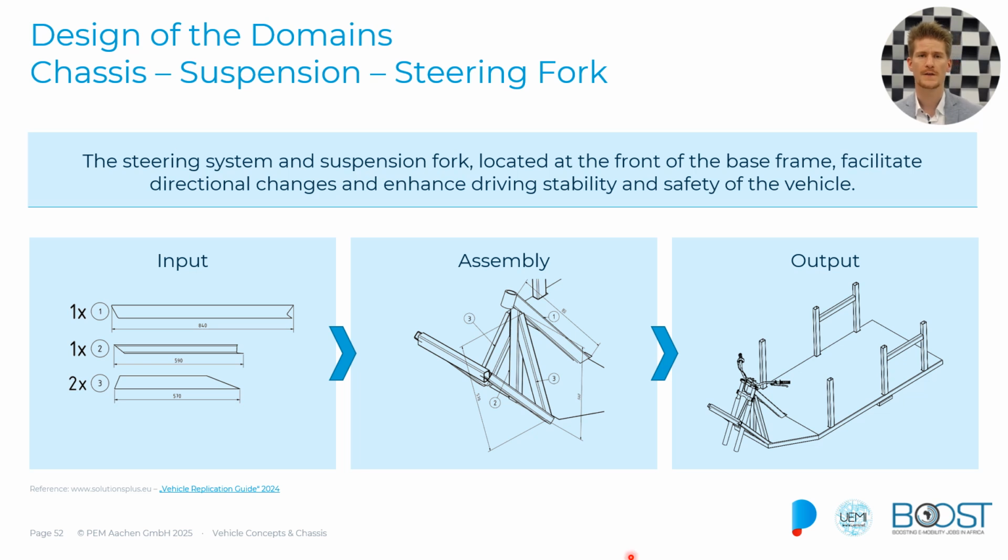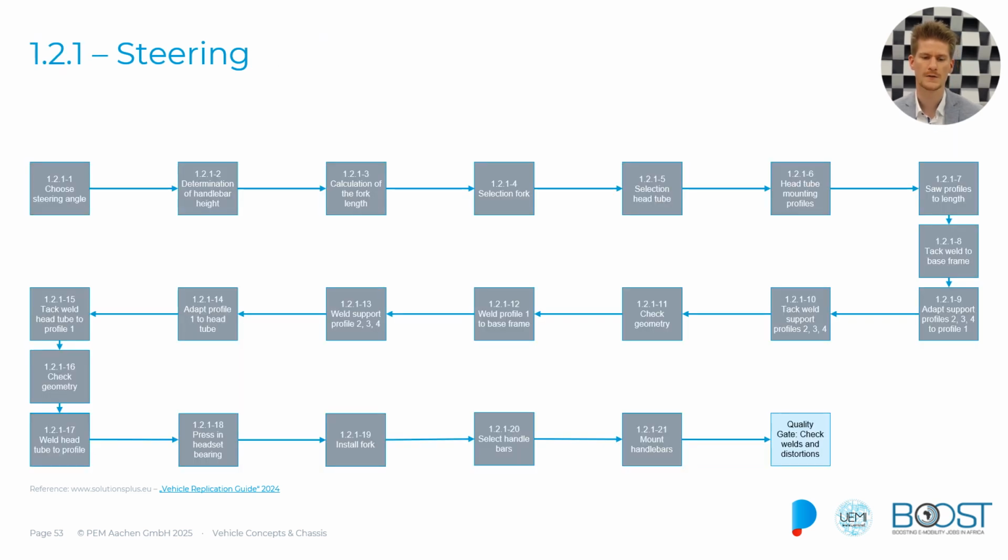So what will be the input and what will be the output, and what are we going to do? Well, as an input, we will use again some rectangular profiles, and we will mount them here at the front of the base frame, and we will end up later on with this added steering fork. Now the question will be, what does the process for that look like? Well, the process is a rather lengthy one in this case, which we're going to see right now.